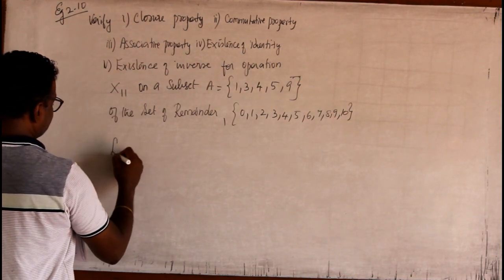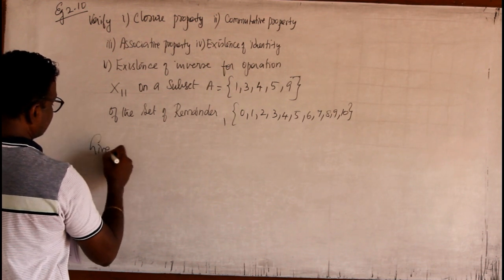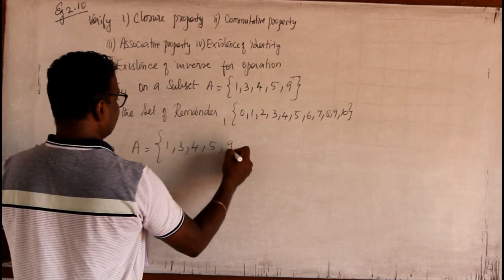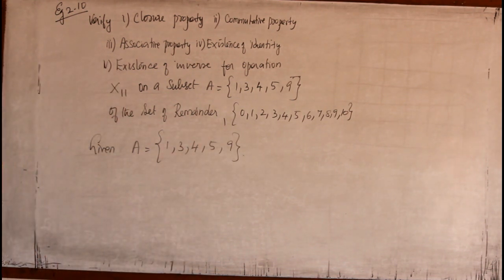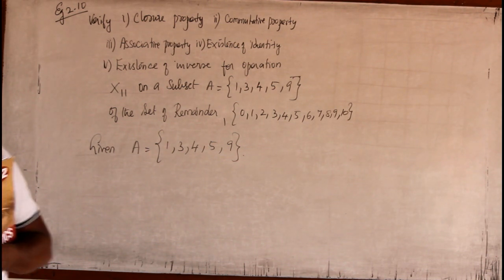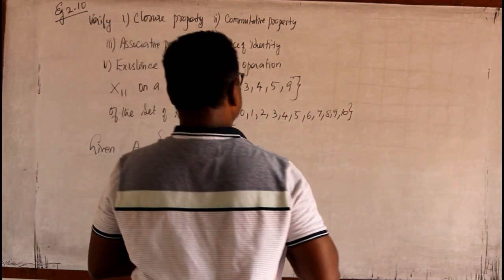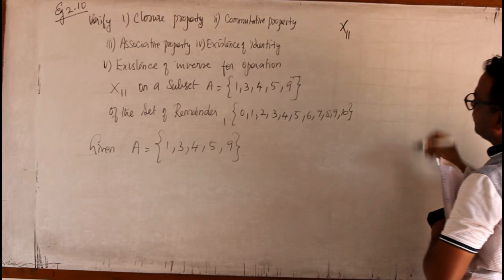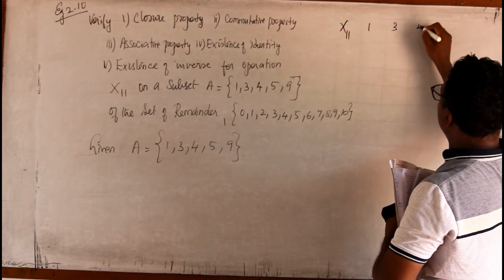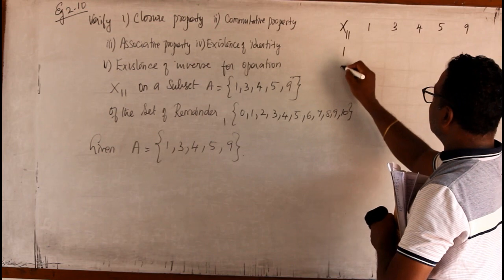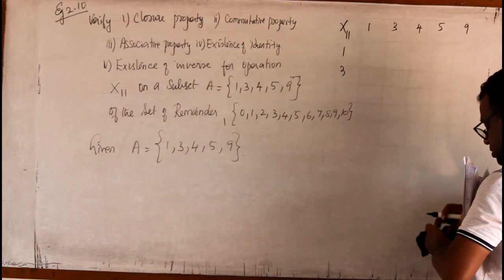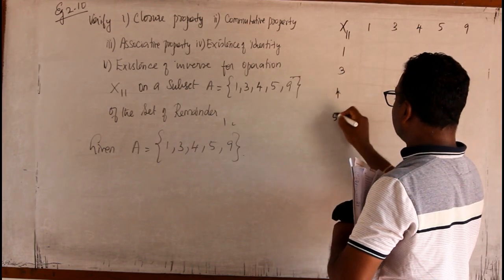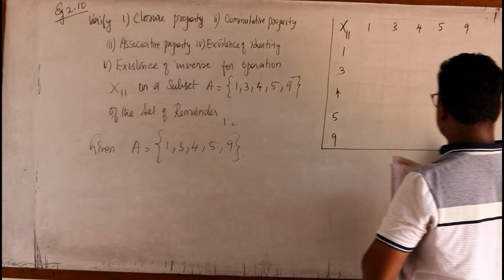So let me take the given itself, A equal to 1, 3, 4, 5, 9. So we shall have a table for this one. Multiplication modulo 11. 1, 3, 4, 5, 9. Draw the table.